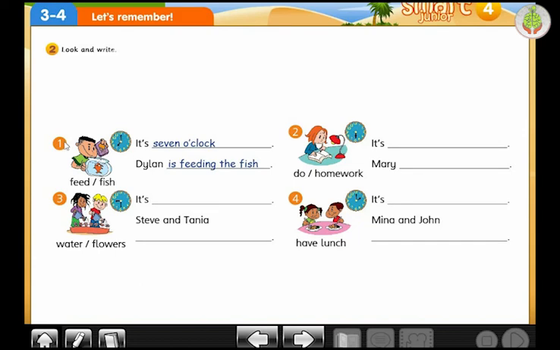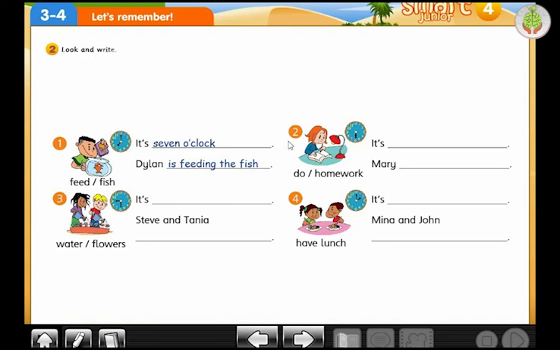Okay, let's look. Number 1. What time is it? Look, it's 7 o'clock. Now, this boy, his name is Dylan. What is Dylan doing at the moment? First, Dylan is a boy and he is singular, so I use is. Dylan is. Feed fish. We add ing to the verb. Feeding. Dylan is feeding the fish.